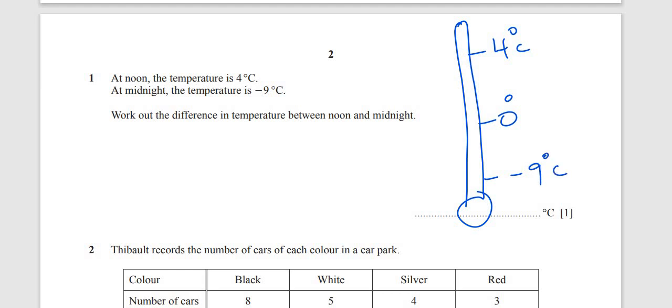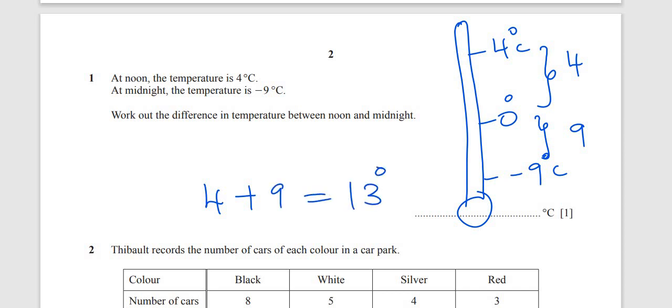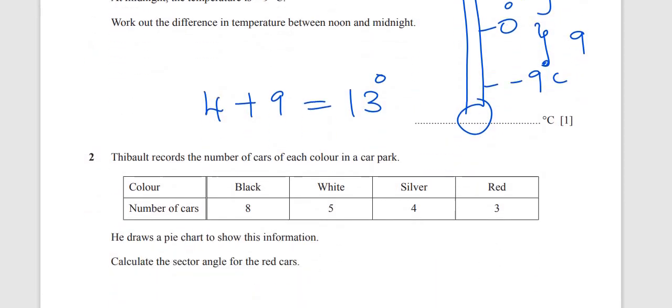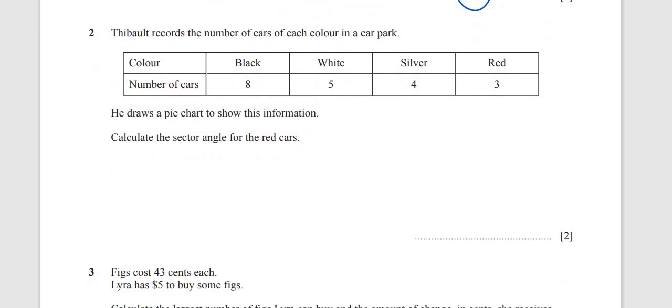So to work out the temperature difference, we need to count the number of degrees between 0 and 4, and then between 0 and 9. So here we have 9 and here we have 4. So to get the temperature difference, you just need to add 4 degrees Celsius to 9, which gives us 13 degrees Celsius. Okay, then let's move on to question number 2.